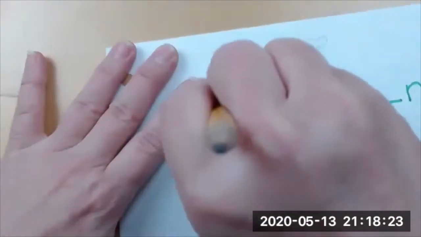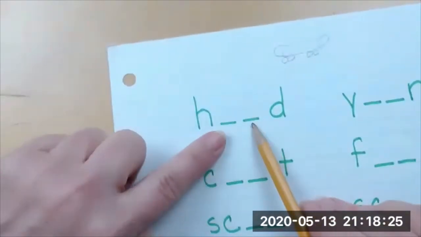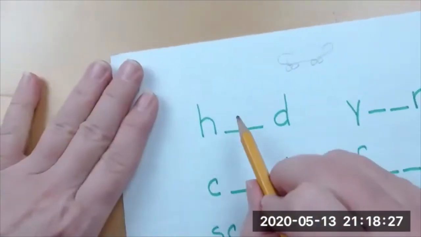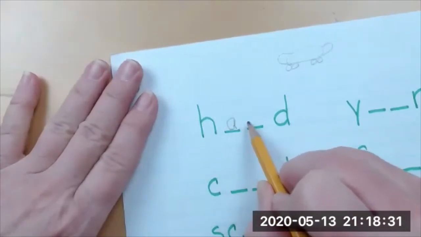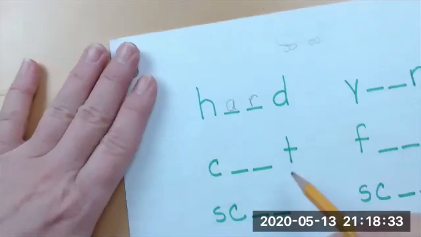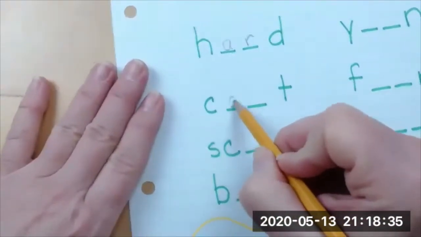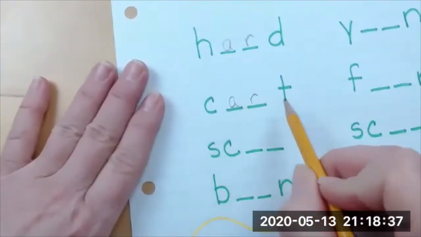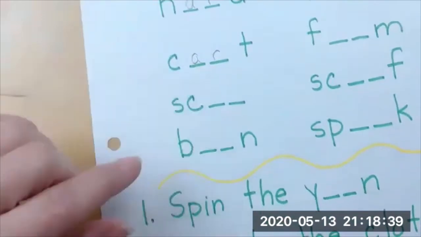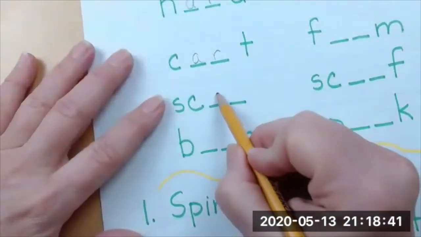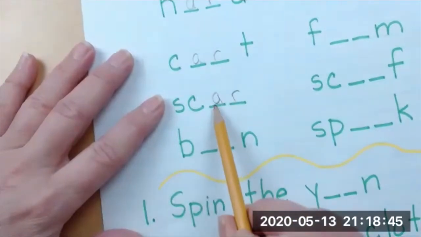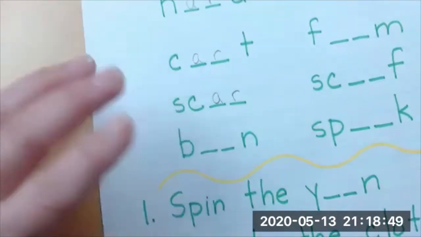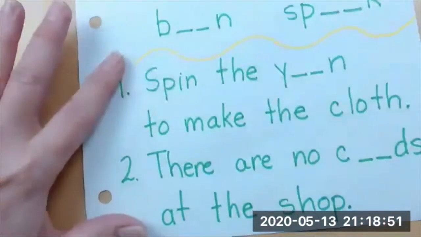So now I have my space with my cues that tell me I need to put AR in here. AR hard. AR cart. And if you were going to have them do this with you, that's what you would want them to do, is to write in AR and say it. AR, and they might say R, or they might just read the word, depending on how much help they need.